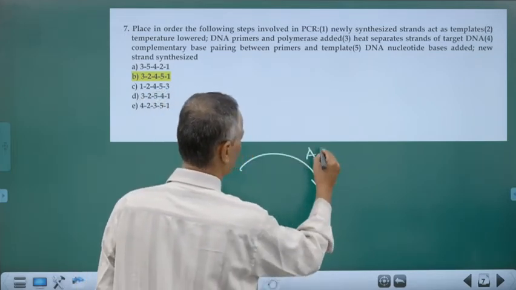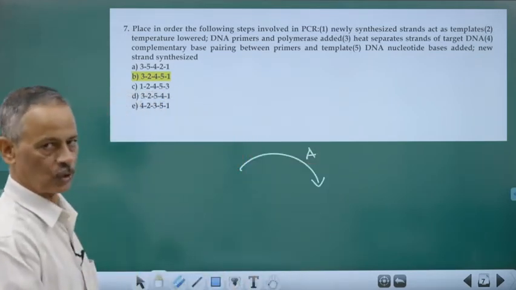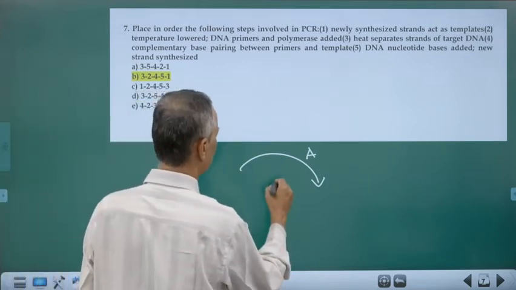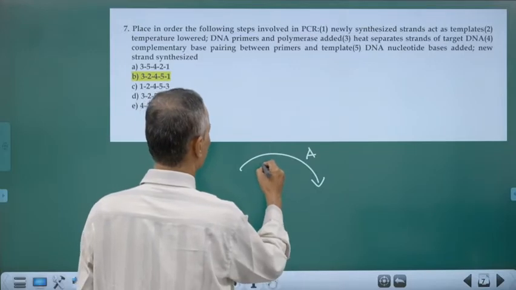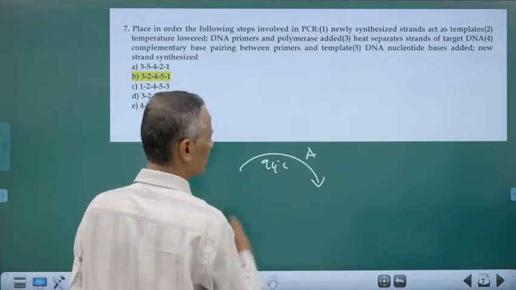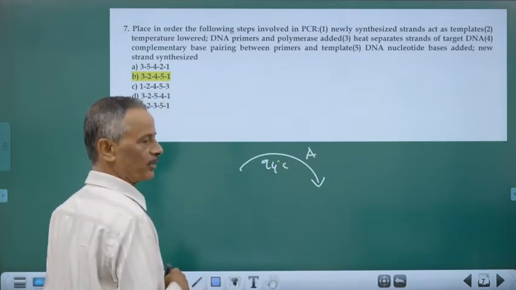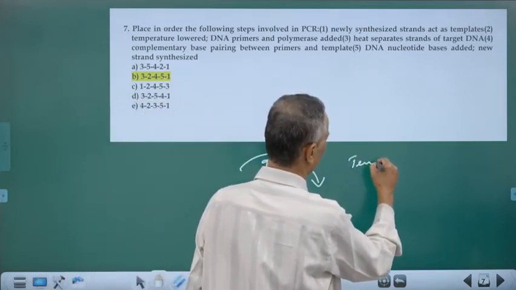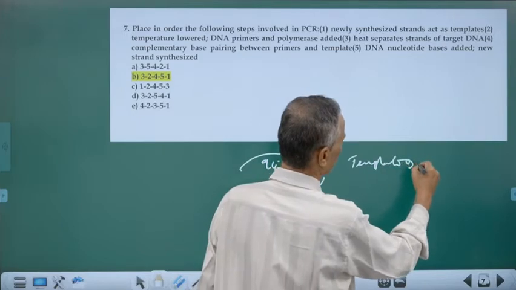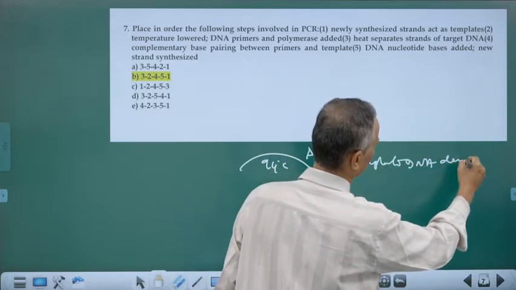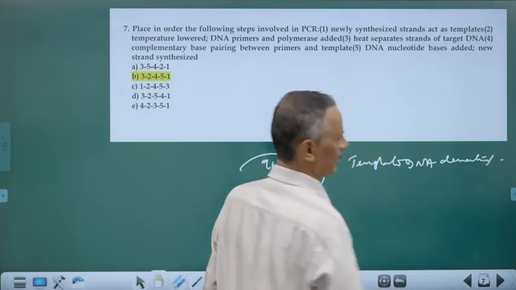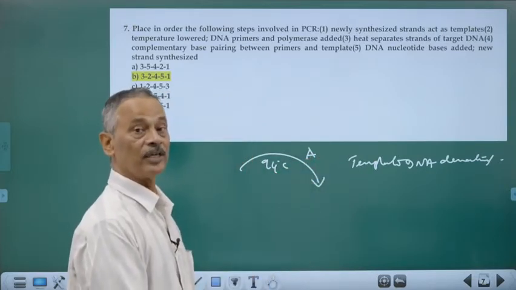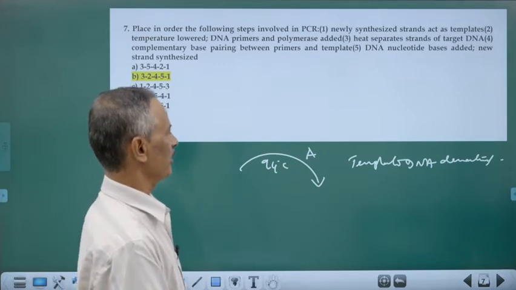In the first step, I will be giving you diagrams later on in subsequent questions, but just for understanding. Initially, the temperature is raised to 94 degrees. The 2 strands of our DNA that is to be amplified, that is called template DNA, are denatured. It is melted. The 2 strands are separating. Melting of the template DNA, denaturing.